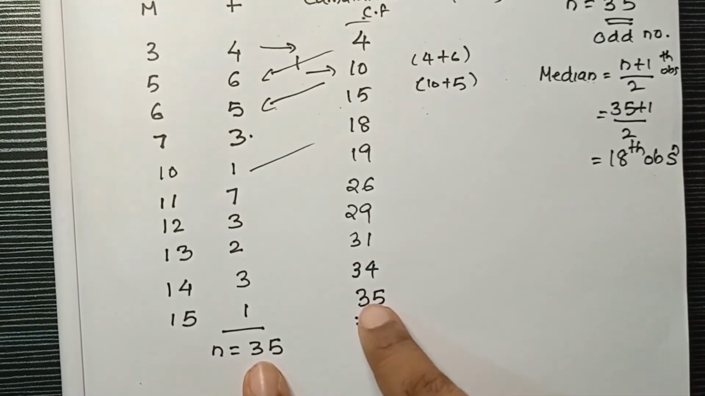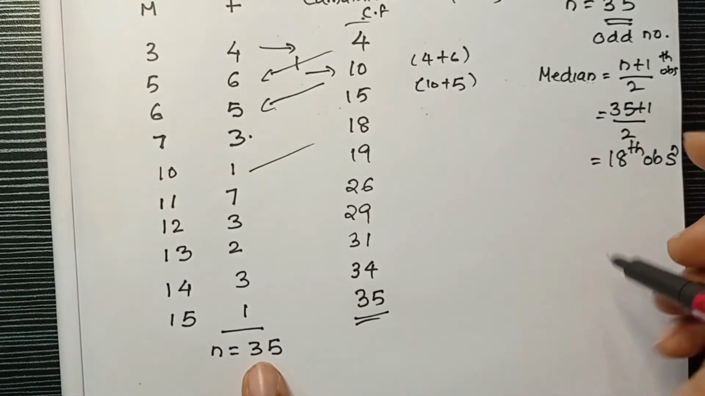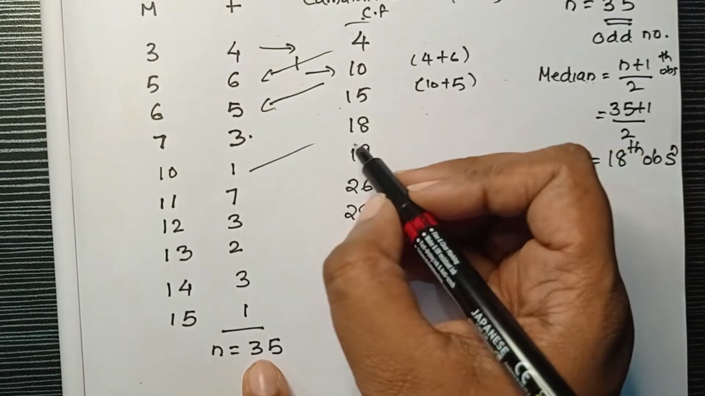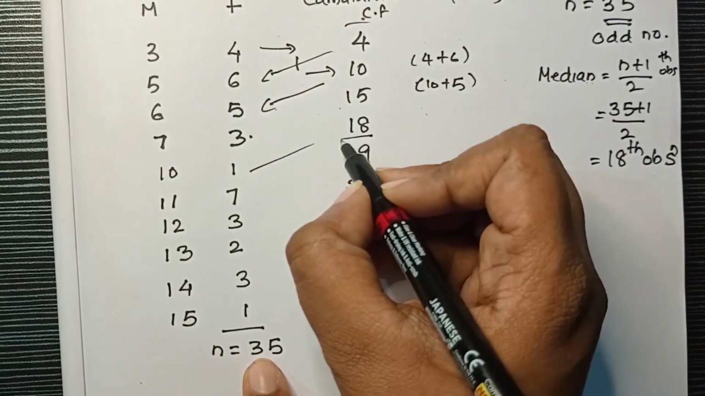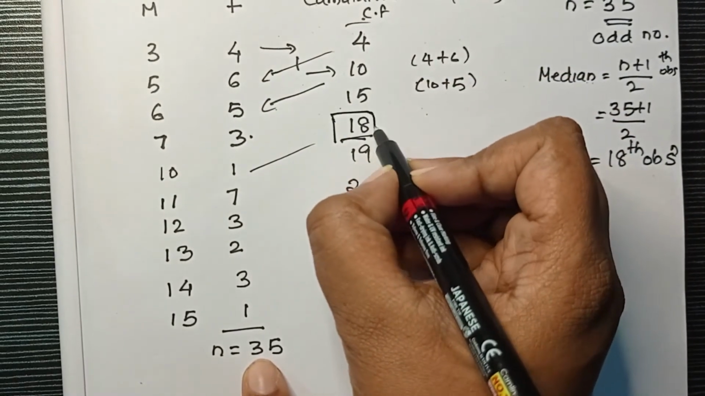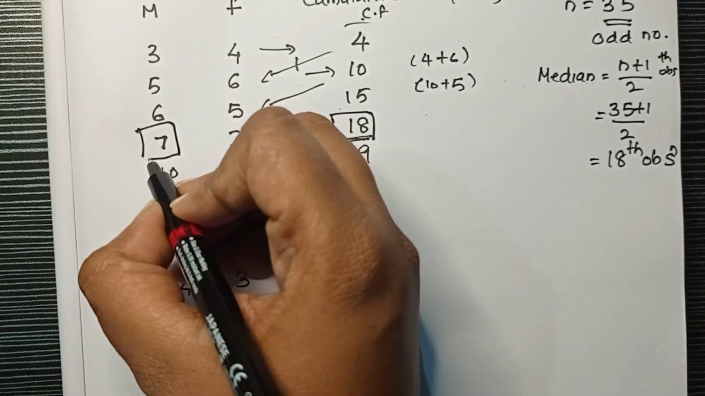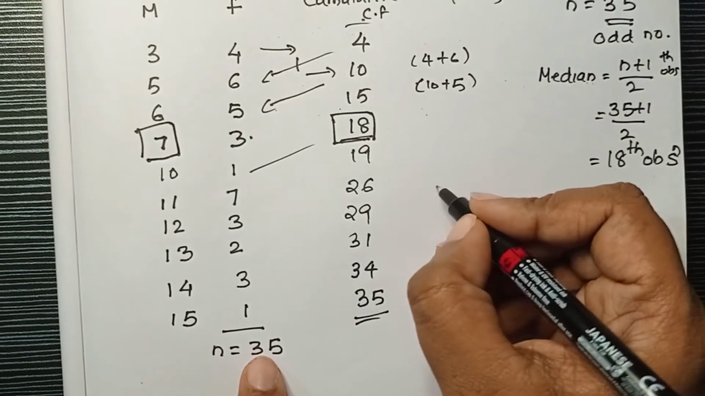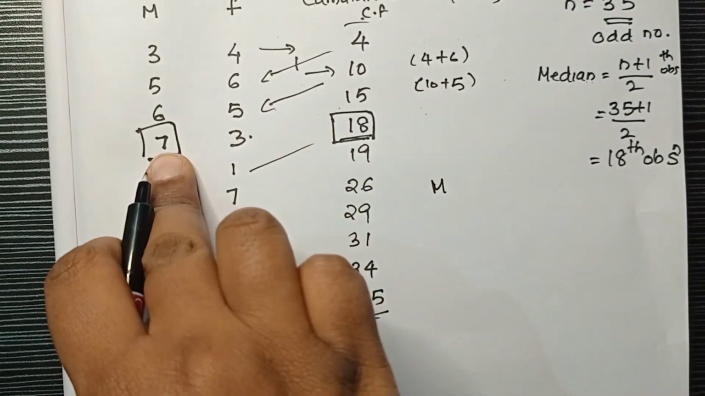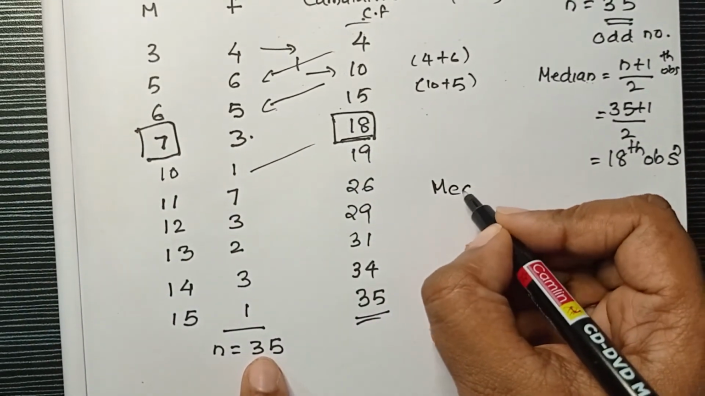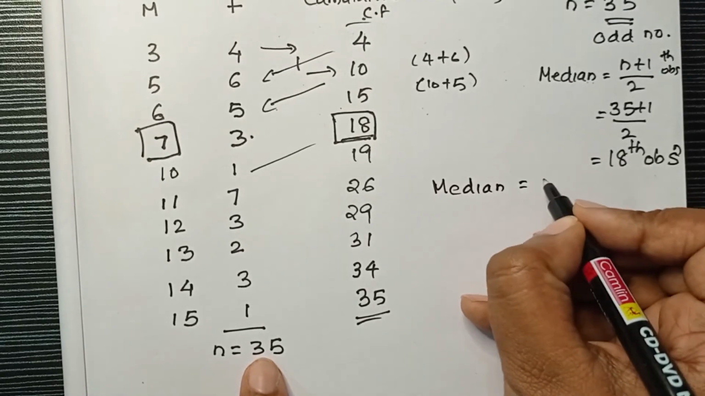Now here we have got some values, and we want the 18th observation. In the cumulative frequency we can say that this is the 18th observation. So what is the corresponding median? It is 7. So median equals the corresponding value, 7. So we have got our median, that is equal to 7.